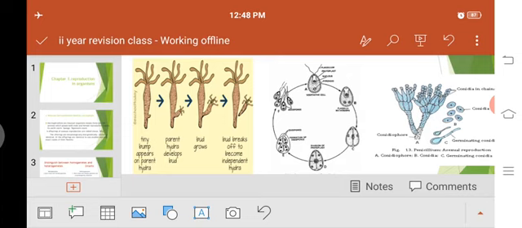Understood? And the second one is Chlamydomonas. Chlamydomonas is one of the algae, and it reproduces asexually by producing zoospores. These are spores which are motile in nature. Motile means they can move from one place to another because they have the locomotory organ called flagella. Understood? You can see it in the diagram also.